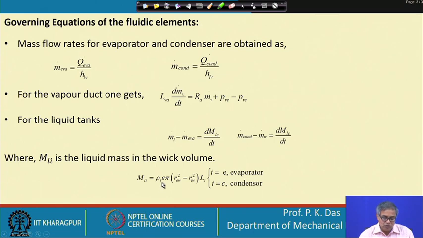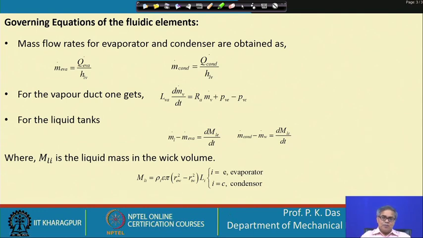How? This is the rho density, this is the porosity, and this is the cross sectional area, and this is Li. That means the cross sectional area into length will give us the volume of the wick structure, multiplied by the porosity will give the pore volume, multiplied by rho will give us the mass. So, that is what we are getting. And then this porous structure is there both in the evaporator and in the condenser. So, we have to take care of whether it is in the condenser or in the evaporator.